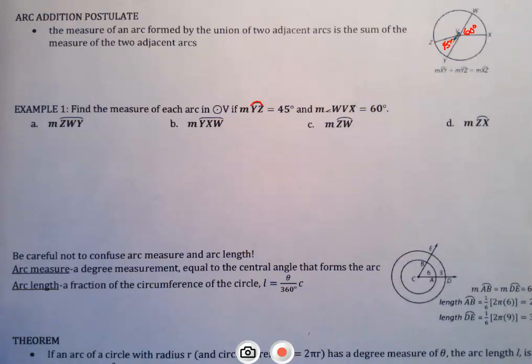Okay, so we want to do, let's see, I'm going to trace it. ZWY. So ZWY is going to be 360 minus 45. So 360 minus 45 equals what? 315. And I wrote this a little big. Okay, so 315 degrees. Good.